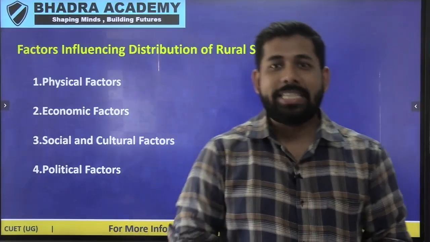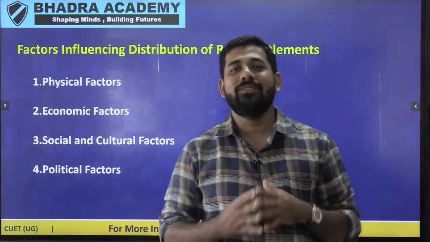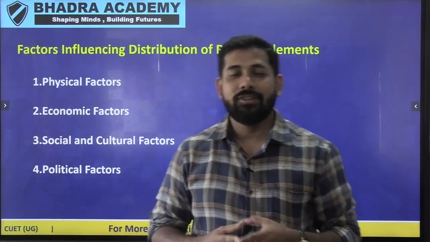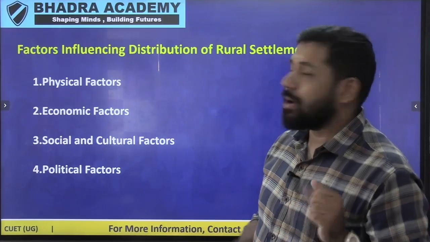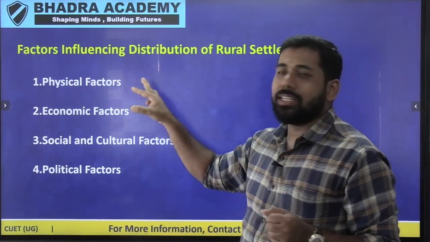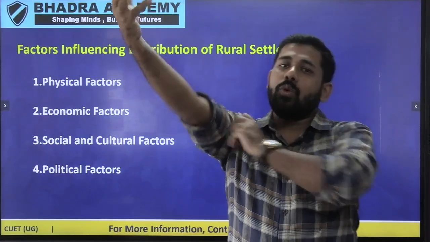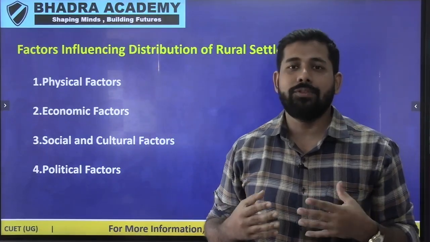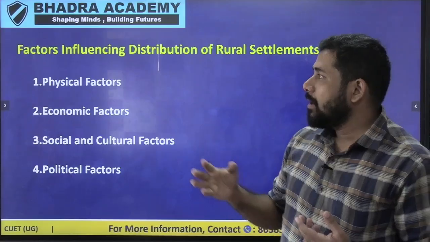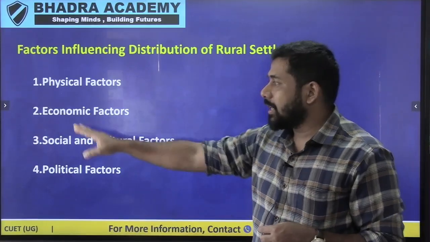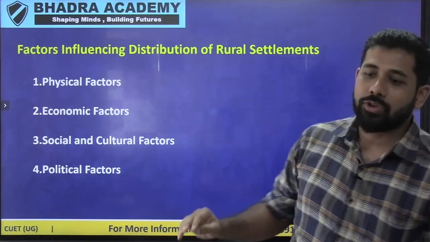So this is a continued series where we are providing you crisp and extensively covering lectures for your CUET exams, in which in this class we'll be talking about factors influencing the distribution of rural settlement. We know what rural settlement is, right? The kind of settlement which we find in village areas. But there are a few factors, for example, physical factors, economic factors, social and cultural factors, and political factors, which are influencing the distribution of rural settlement.